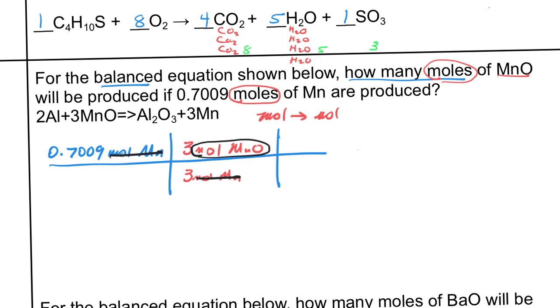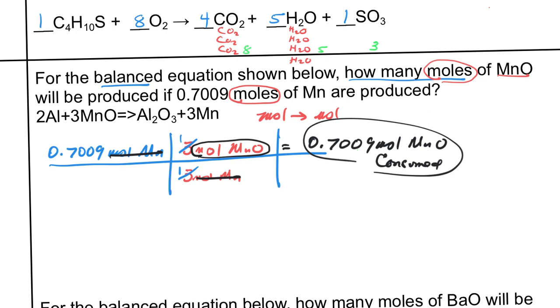All we need to do at this point is to come in here and do the math. So we'll take the 0.7009 multiplied by 3 divided by 1. And if you haven't already noticed, the 3 divided by 3 should also simplify. That will give you a 1 here and give you a 1. So the answer literally is 0.7009 moles of MnO. And since it's a reactant, that means that this was consumed. And so that is the answer to this particular problem.